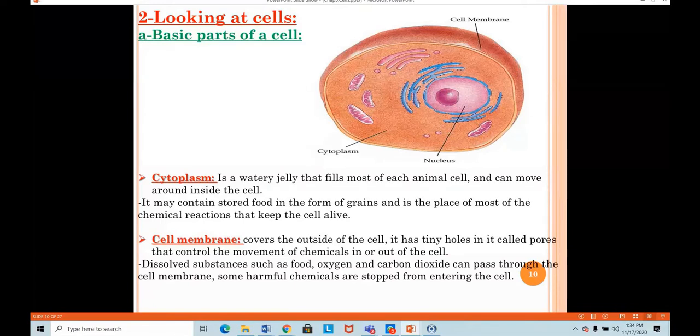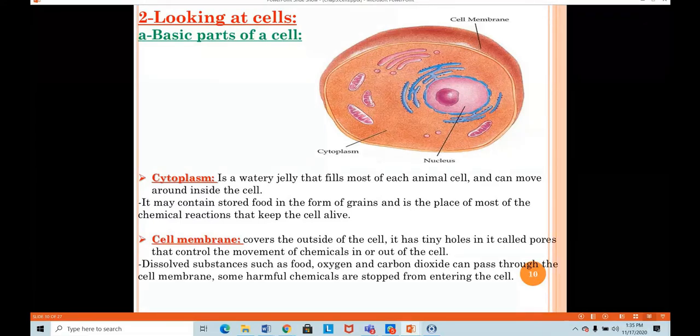Clear about cytoplasm? Shall we move on to the next organelle? Yes. Okay. So the next organelle is the cell membrane. These three basic organelles, be it nucleus, cytoplasm or cell membrane, are present both in an animal cell and a plant cell.